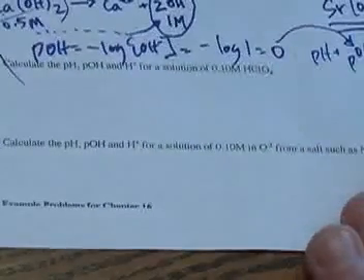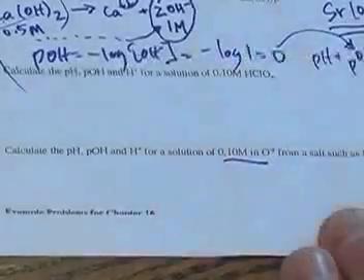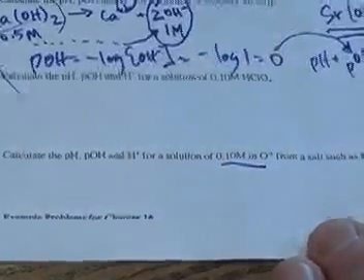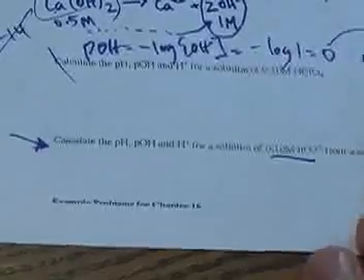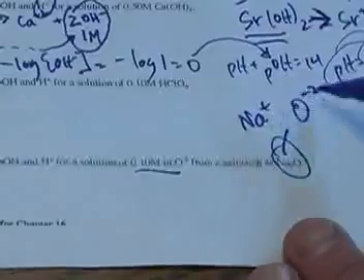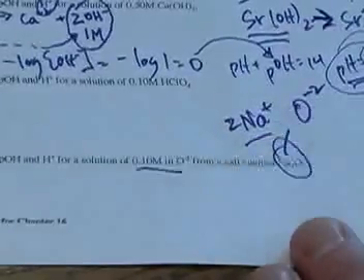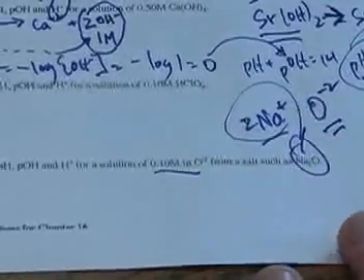It says calculate the pH, the pOH, and the H plus for a solution that is 0.1 molar in O minus 2 from a salt such as Na2O. Well, when Na2O dissolves in water, it forms Na pluses and O minus 2s. As a matter of fact, it's going to form 2 Nas. But as we know, Na is just going to be a spectator ion here, and then the O minus 2 is going to be the thing that's going to be very willing to accept protons.